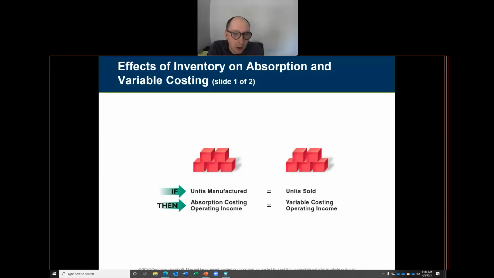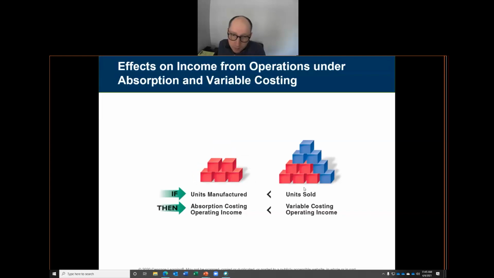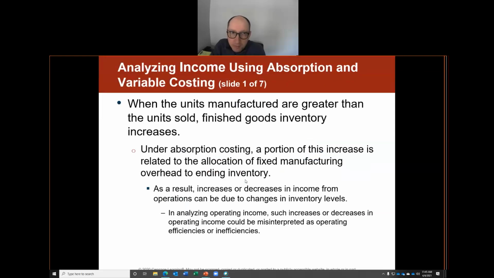So, if the units manufactured are the same as units sold, the absorption costing model and the variable costing model operating incomes will be the same. We're just recapping now, right? If units manufactured are greater than units sold, then absorption costing will be greater than variable costing. If the units manufactured are less than the number of units sold, then absorption costing will be less than variable costing. It's kind of like a cheat sheet, right?